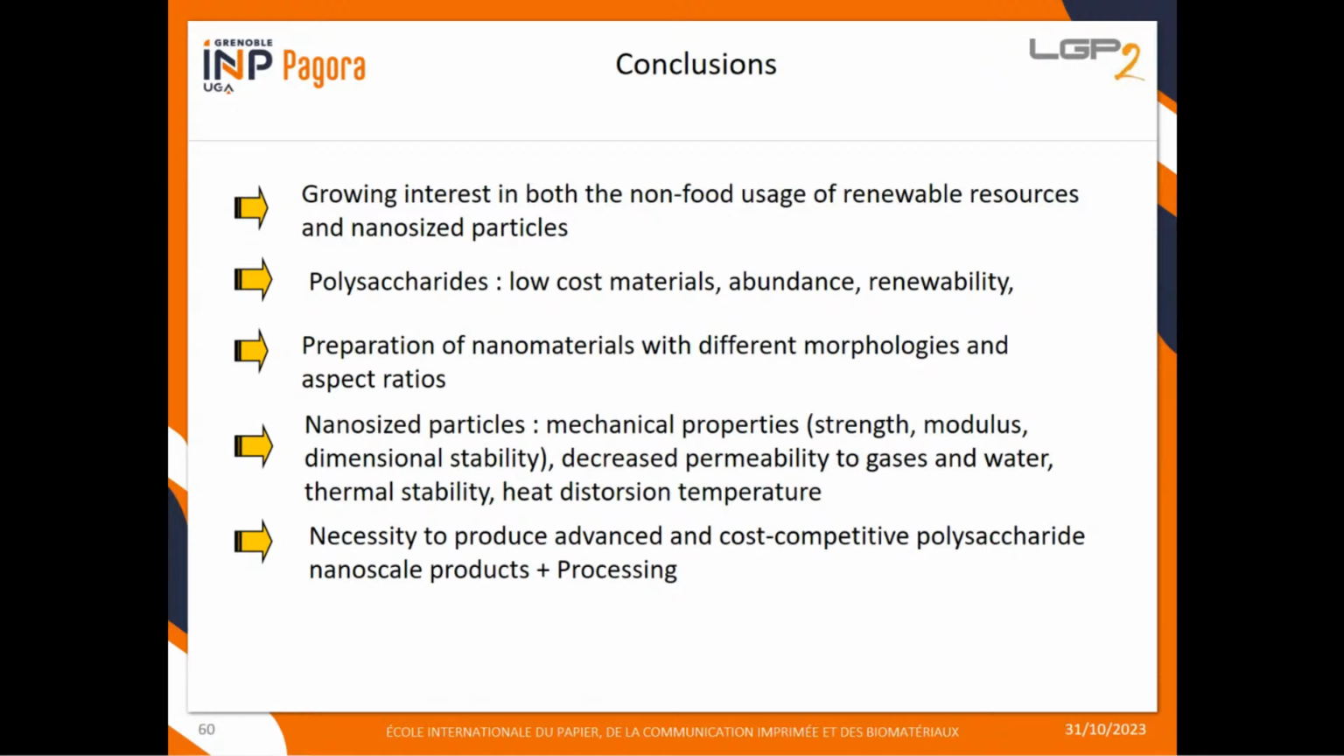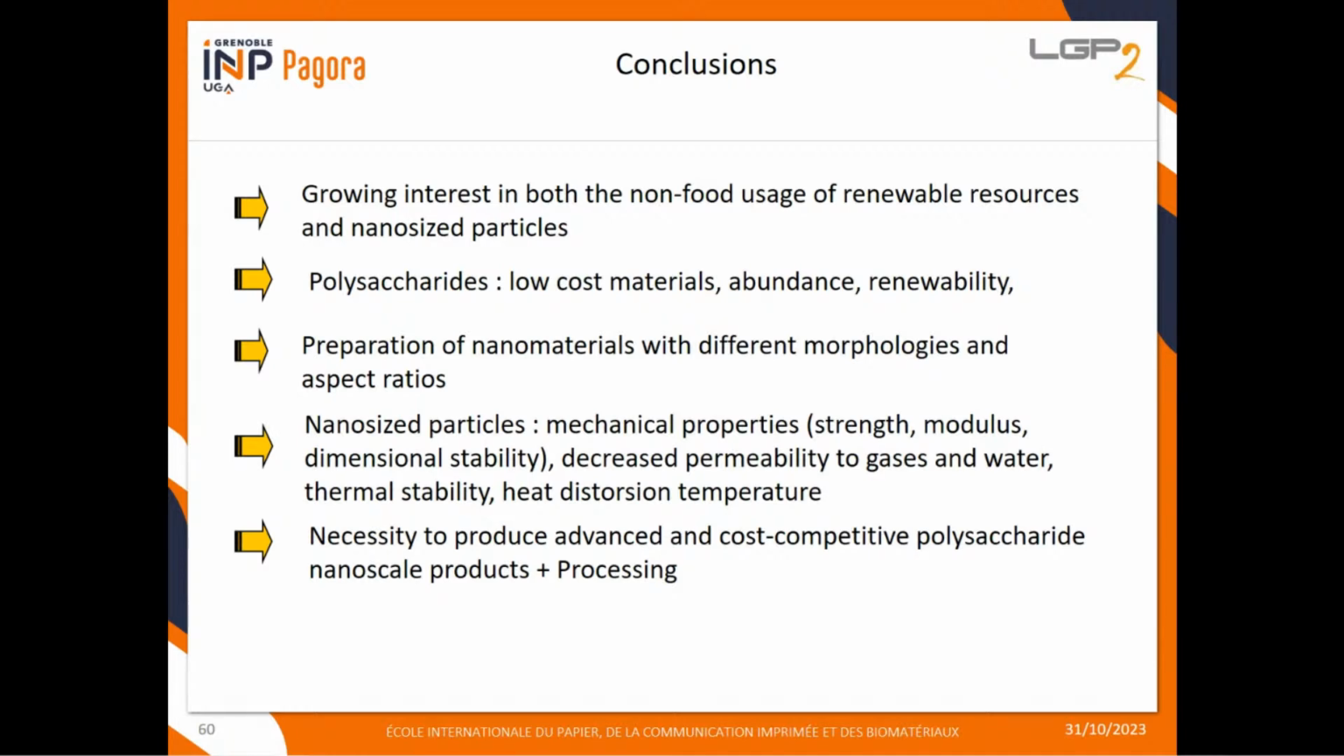So there is a growing interest in the non-food usage of renewable resources, but also in nanotechnology. And polysaccharides are interesting candidates for this because they are low-cost material, they are abundant. We can use agricultural byproduct to produce this nanomaterial. These materials are renewable. It's possible to prepare nanoparticles or nanomaterials with different morphologies and aspect ratio. So it can be long filaments, nanorods, nanoplatelets in the case of starch.